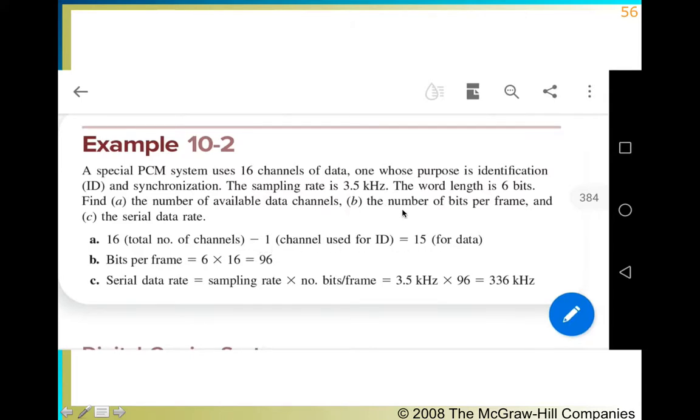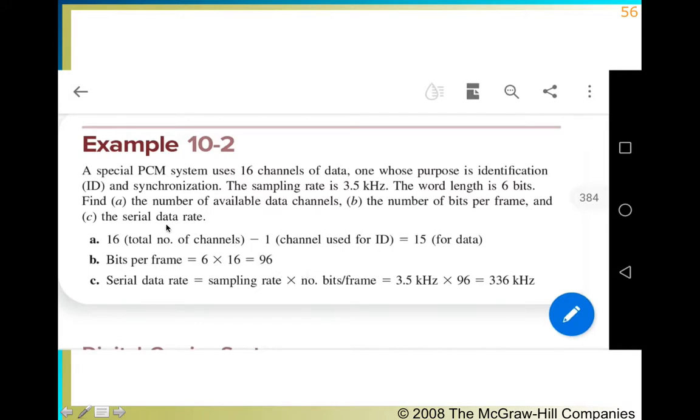And then it is asking us to calculate the number of bits per frame. As we already know, the word length is about 6 bits, and we have 16 channels, and each channel has a word length of 6 bits. Any frame will contain 16 channels, so if each channel is represented by 6 bits, then the number of bits in a frame will be 6 multiplied by 16, which is 96 bits in one frame.